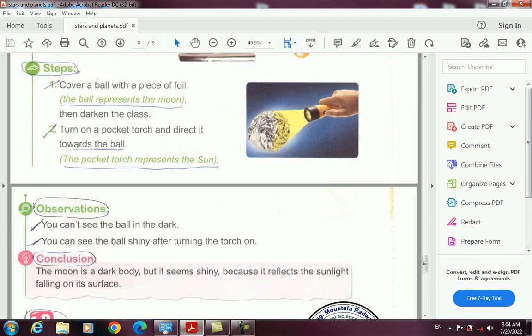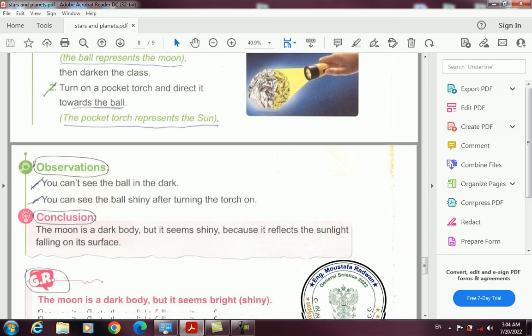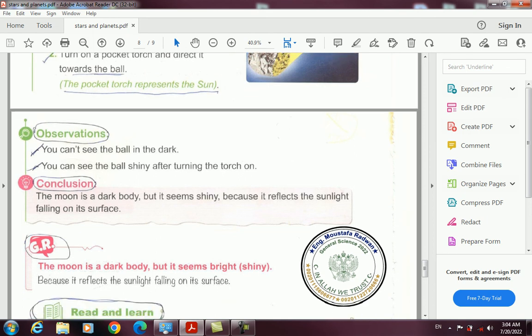So the conclusion: the moon is a dark body, but it seems shiny. Why does it seem shiny? Because it reflects the sunlight falling on its surface. Now we can have a simple reason: the moon is a dark body, but it seems bright and shiny because it reflects the sunlight falling on its surface. So whatever you see on the moon at night is not because it emits light, but because it just reflects the sunlight that falls on it.